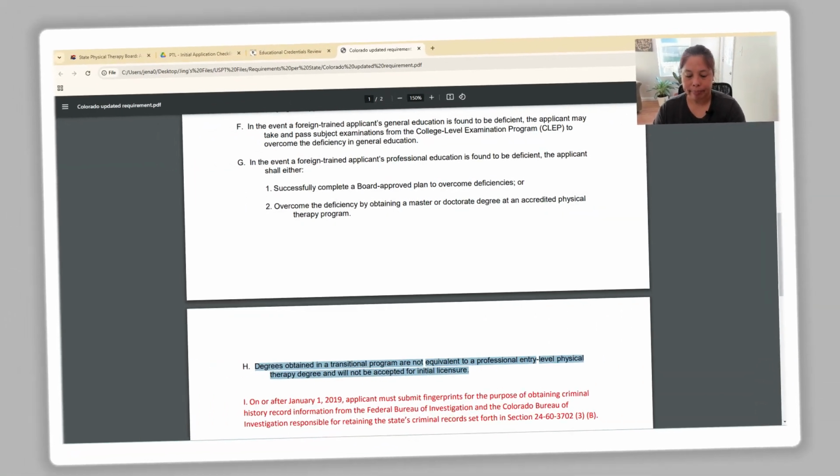Okay, so I hope that the information that I presented is helpful for those who want to practice in Colorado. Make sure that you go straight to their website, create your account, and read their requirements for the updated version of the fees and the changes in the requirements.